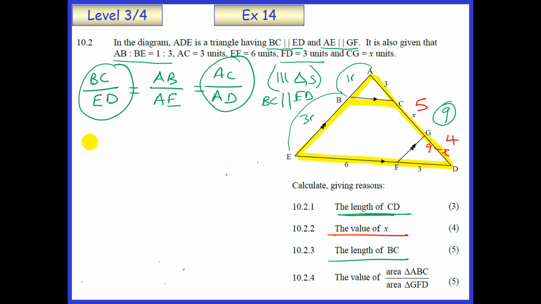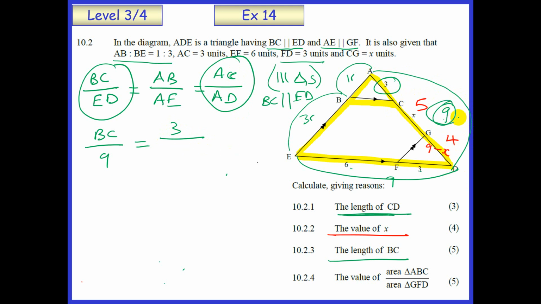So if we go back, we're going to go now into BC, looking at our diagram. So we know BC over ED. If we look at ED, we have a total of 6 plus 3 giving us 9. We could put that over 9. Then if we look at AC on the diagram, AC is 3. And if we look at AD, this whole thing here, which will give us 9 plus 3, we have a 9 plus a 3 giving us 12.